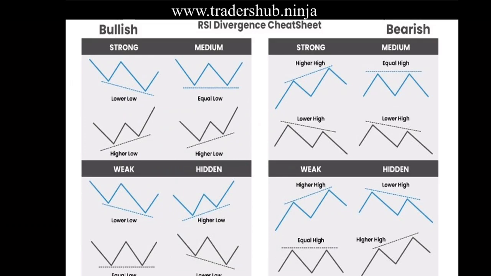Market making higher highs, RSI making equal highs. Here the bearish divergence is weak. Market making lower highs and RSI making higher highs. Here the bearish divergence is hidden.